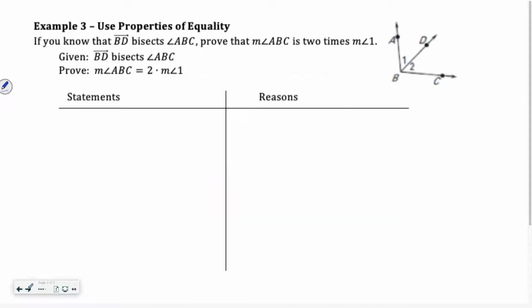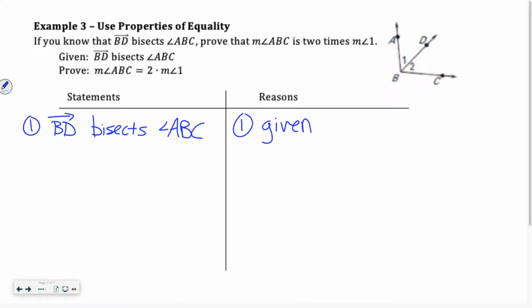Okay. And the last thing we have is there's just one more proof that talks about bisecting an angle. All right, so if we're given that BD bisects angle ABC, that's what they're telling us. Always start with your given. Ray BD bisects angle ABC. And that is given. And I know it's a lot of writing. We do have to be detailed, so please write all this down.